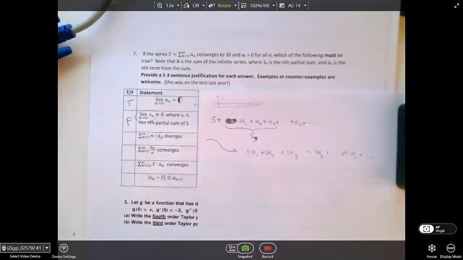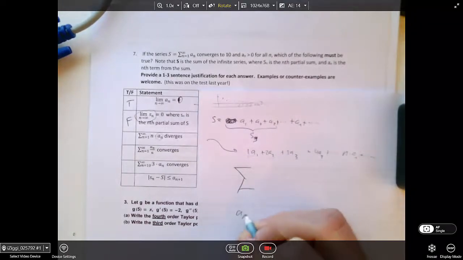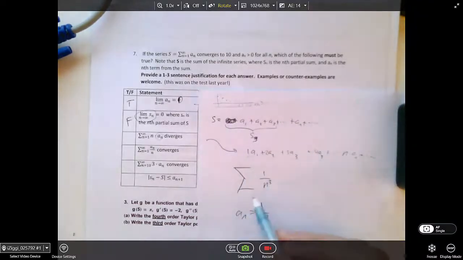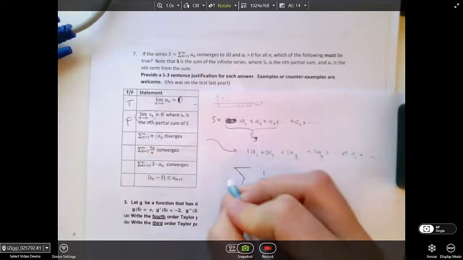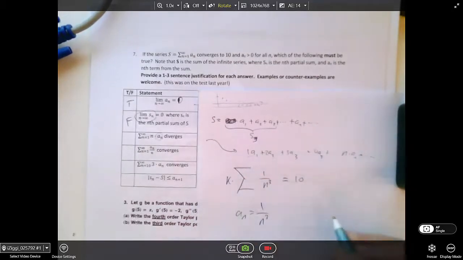But think about all the different things that these a sub n terms could be. For example, what if a sub n is defined as 1 over n cubed? So then I've got a series that is the sum of all the 1 over n cubes. I could multiply it by a constant on the outside so that I'm sure it still converges to 10. So that satisfies all my conditions up here.